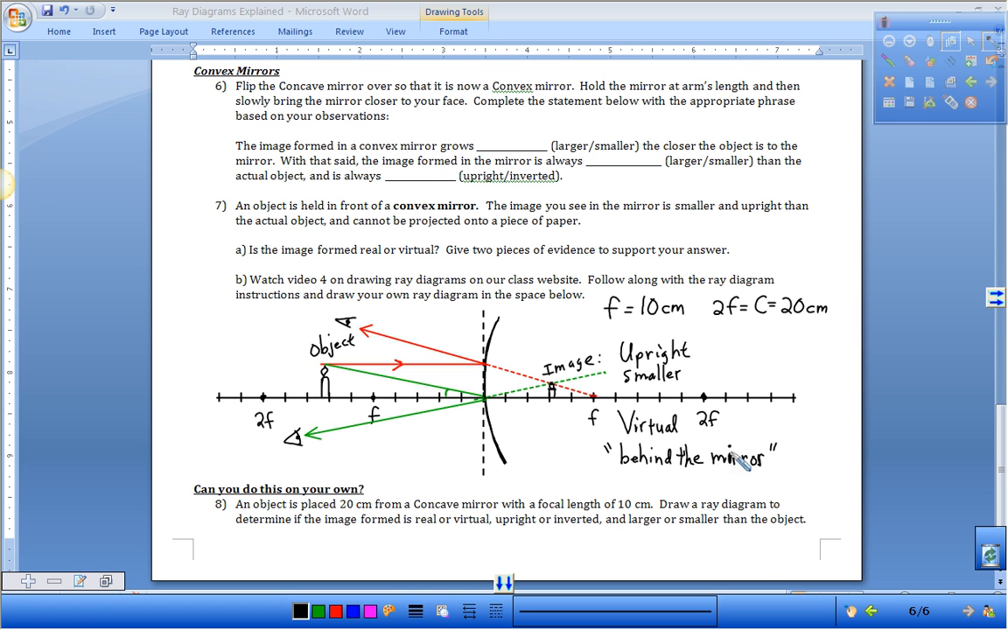Okay, and that is our fourth and final ray diagram. Can you do this on your own? This part is, I guess, your additional homework.